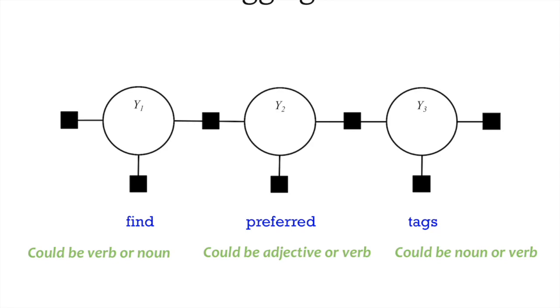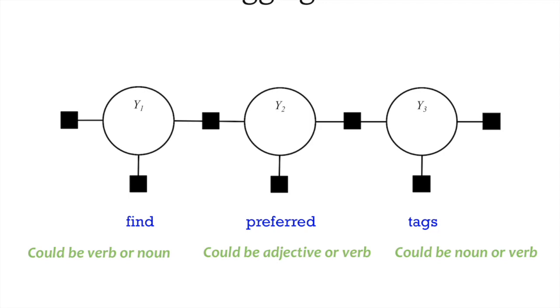To go back to the discussion about conditional random fields and the tagging problem, I'm going to use this simple example. Let's say somebody gives you a sentence which has only three words: find preferred tags, and you want to tag this. If you just look at the word find, it can be a verb or a noun. Preferred can be an adjective or the past tense of prefer. Similarly, tags can be a noun or a verb. So if you just look at the words, you cannot detect the tags correctly because there is ambiguity.